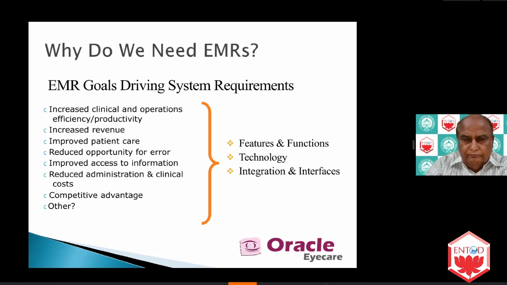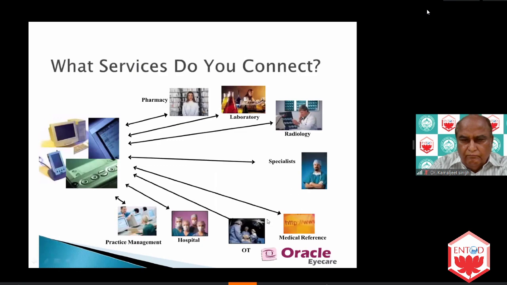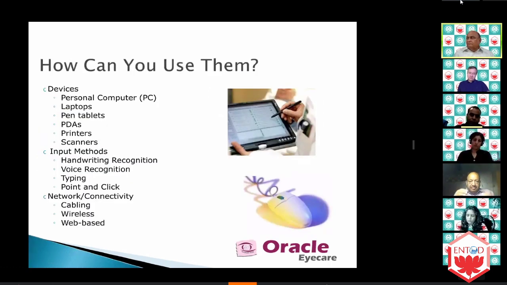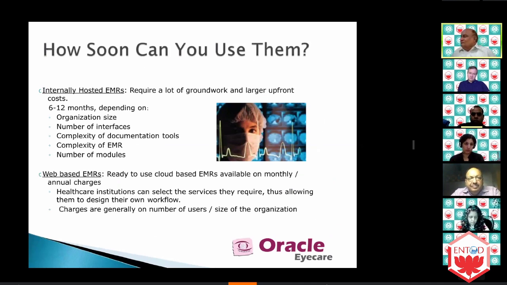These are the main features we need for an EMR. And what services can we connect to this EMR? We can connect the pharmacy, laboratory, even a radiology specialist, different consultants like retinal surgeon, glaucoma surgeon, and OT, hospital and practice management, even your central store is also connected. How can you use them? These are very easy to use. They are difficult to understand, but they are very helpful for us. We can use them on our personal computer, laptop, even a pen drive and printers. And it is very easy to use. How soon can you use them?